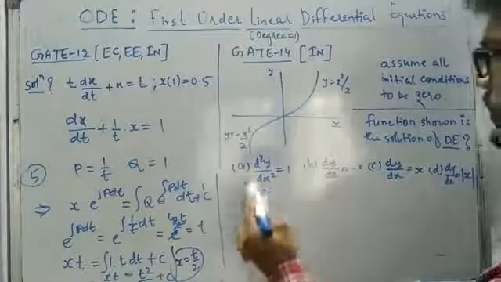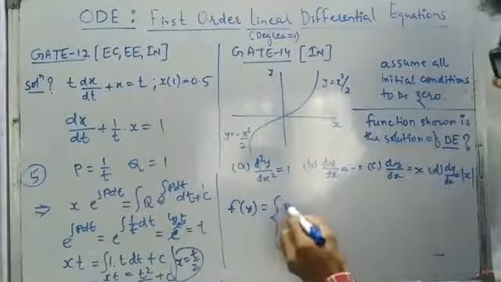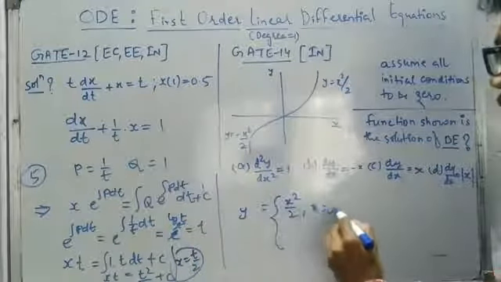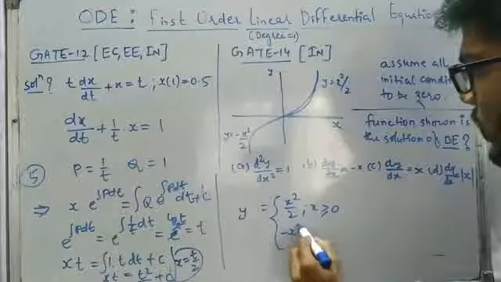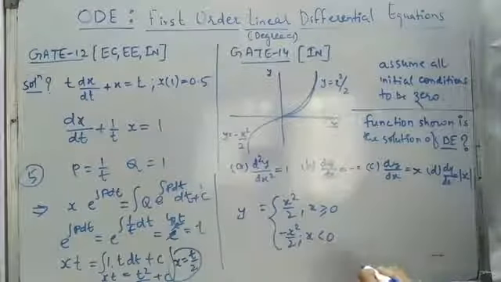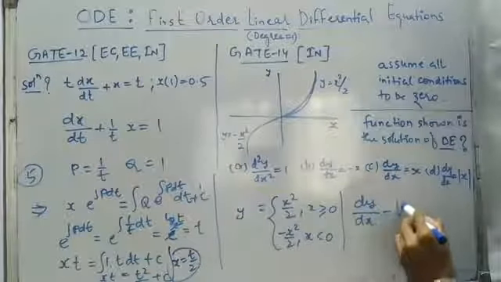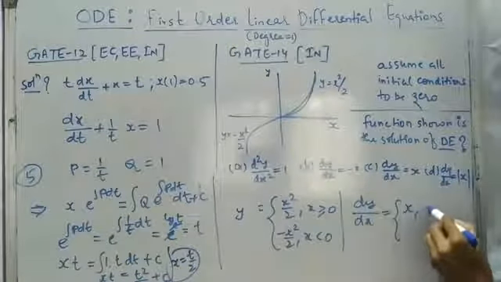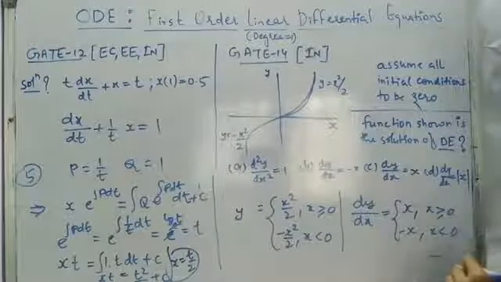So by seeing the function, we have y is equal to x square by 2 for x greater than or equal to 0. So for the positive values of x, we have y is equal to x square by 2, and for negative values of x, we have minus x square by 2, right? So we just have to differentiate both sides with respect to x. So this is going to be dy by dx, and the derivative of x square is 2x, 2 and 2 get cancelled, so this is nothing but x for x greater than or equal to 0, and here it will be minus x for x less than or equal to 0.